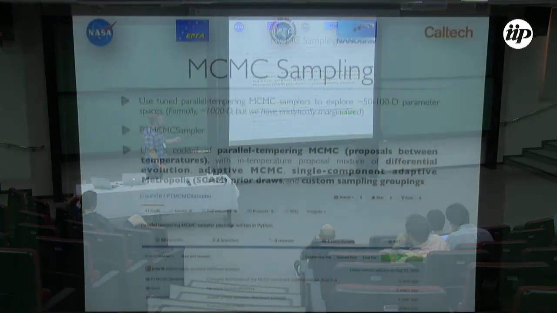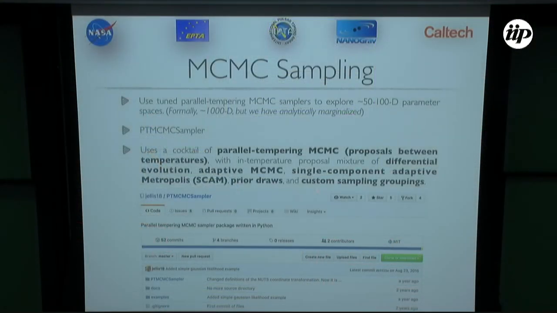There's also single component adaptive metropolis, SCAM, which looks at the covariance structure of the chain, then looks at the eigenvectors of that covariance matrix, and then proposes points along the major eigenvectors of the parameter space. We also draw points periodically from prior. That allows you to explore the edges of parameter space in case you become stuck.